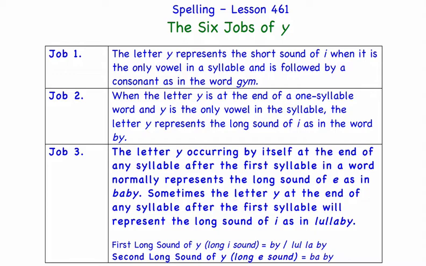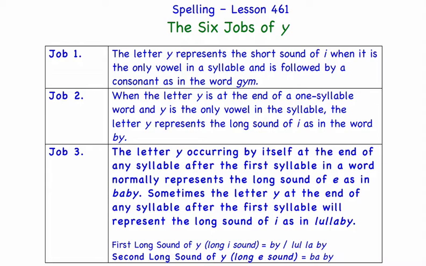Sometimes the letter Y at the end of any syllable after the first syllable will represent the long sound of I, as in lullaby. But most of the time, when Y comes at the end of any syllable after the first syllable in the word, it represents the long E sound. And Y has 2 long sounds. The first long sound of Y is the long I sound, as you hear in the word buy or lullaby. The second long sound for Y is the long E sound that you hear in the word baby.